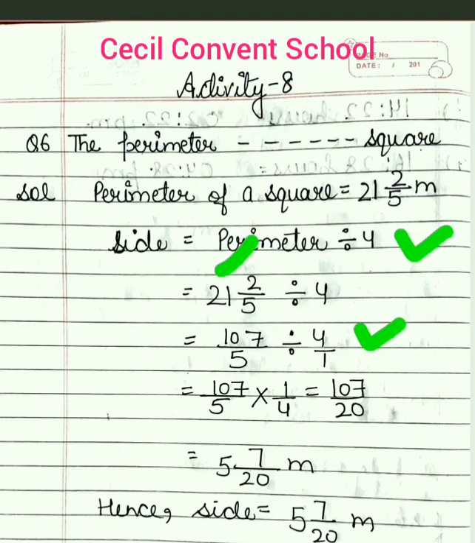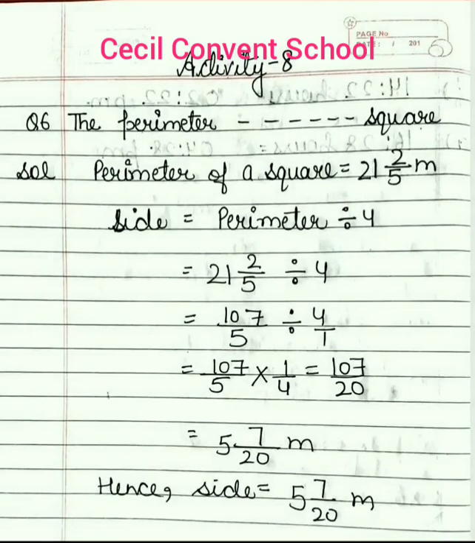It is in the improper form. So student, we convert in a mixed form. By 5 multiplied by 5 in the side, 7 by 20 meter will come. Clear? Now we write a hence line. Hence line is the last line. Hence side is equals to 5 7 upon 20 meter. Meter is compulsory because it is a unit of it.